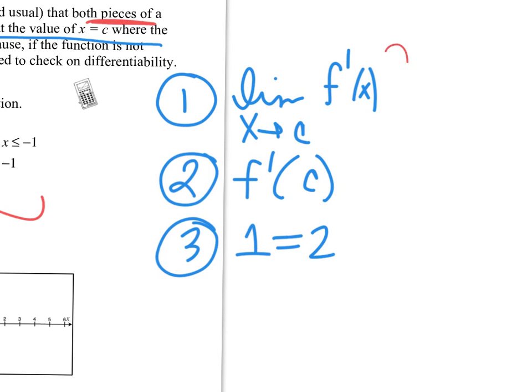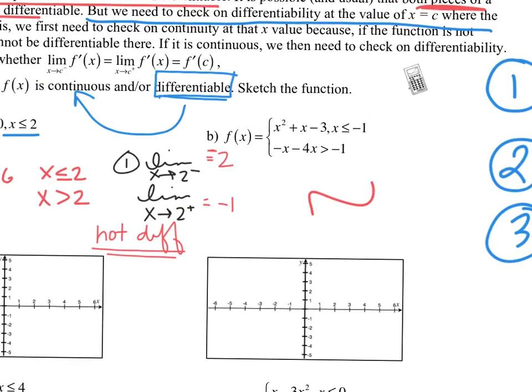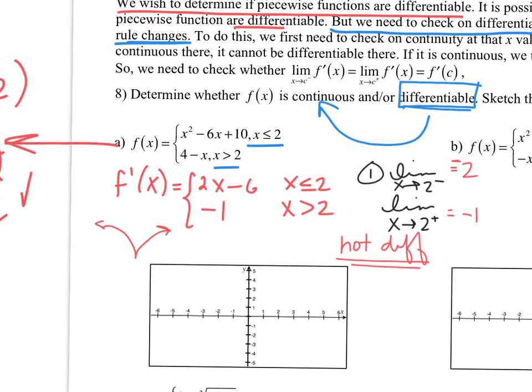So to check a piecewise for differentiability, we're checking that the limit as x approaches c of the derivative exists. We're checking that f prime at c exists, and that those two values are the same. So we've determined that this is continuous. Now let's take the derivative to determine if it's differentiable. So the derivative is 2x minus 6 for x smaller than or equal to 2, and negative 1 for x larger than 2.